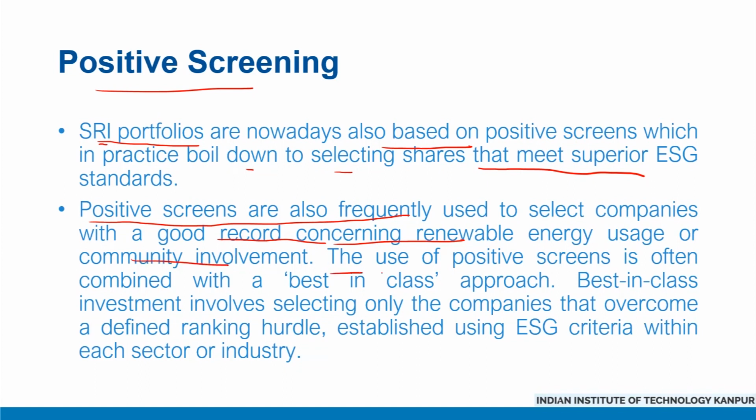The use of positive screens is often combined with the best-in-class approach. Best-in-class investment involves selecting only the companies that overcome a defined ranking hurdle established using ESG criteria within each sector or industry. Firms are ranked within each industry or market sector based on CSR criteria. Subsequently, only those firms in each industry are selected which pass a minimum threshold.